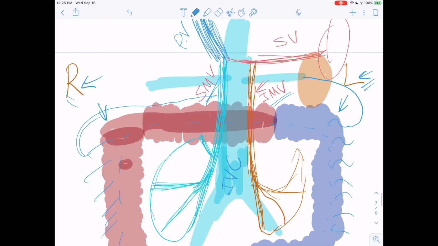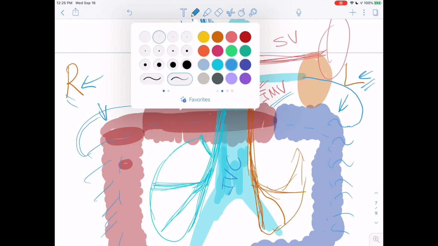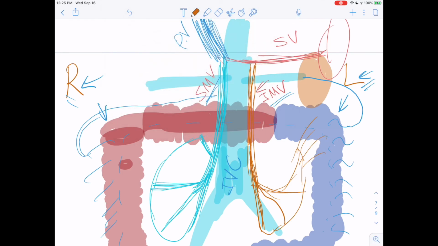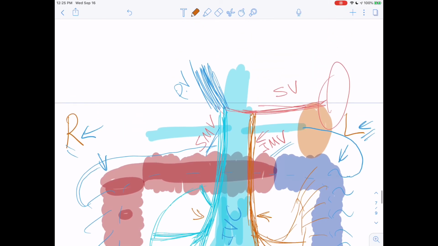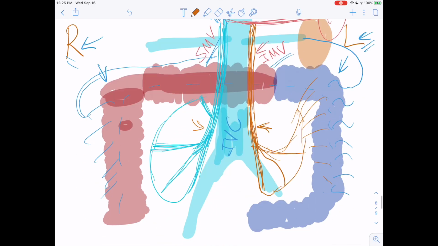However, whatever else we saw, like tributaries from these guys, they would go to inferior or superior mesenteric vein. They're going to go to portal vein. So that would be a portal system. So together they would make portocaval anastomosis.